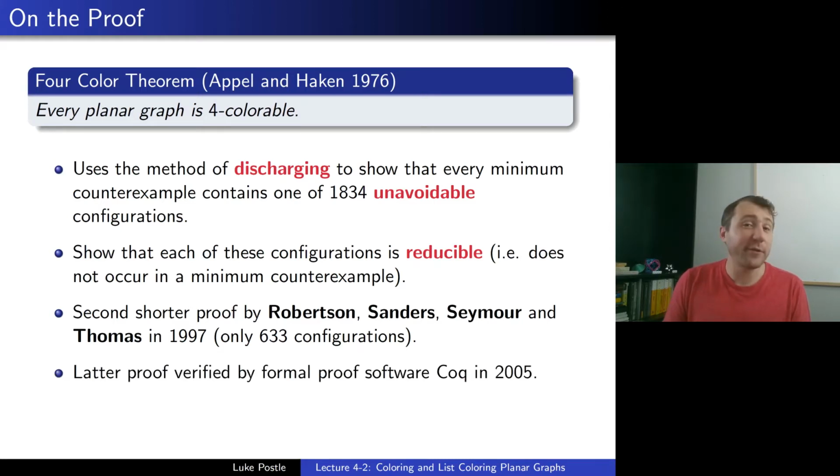And actually, that latter proof was verified by formal proof software, the Coq system, in 2005. So it was run through. What does that mean? Well, the complaints of various people were, how can you really mathematically trust computers? Not only do you have to trust the code that the people wrote, that it does what they say, but on an even more fundamental epistemological level, you have to wonder if the computers themselves might have problems, right?